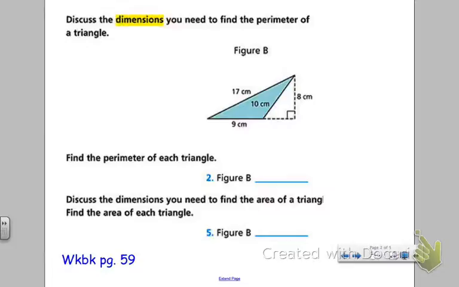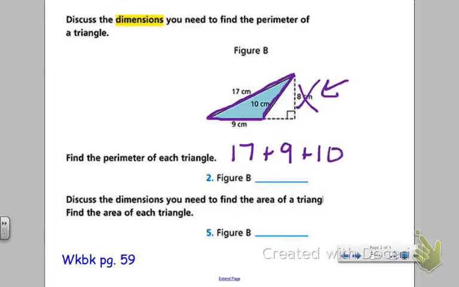We have what looks like an obtuse triangle. And the first thing we're going to do is find the perimeter of it. Well, remember, perimeter is when you add up all of the outer edges, right? The sum of the outer sides. So 17 is definitely involved. So is 9. And I need this 10 here. Notice I'm not including the 8. I'm not including that height there because that's not really an outer edge of the triangle. So let's see. Perimeter of this triangle, I would have to do 17 plus 9 plus 10. And that's going to give me a perimeter of 36 centimeters.